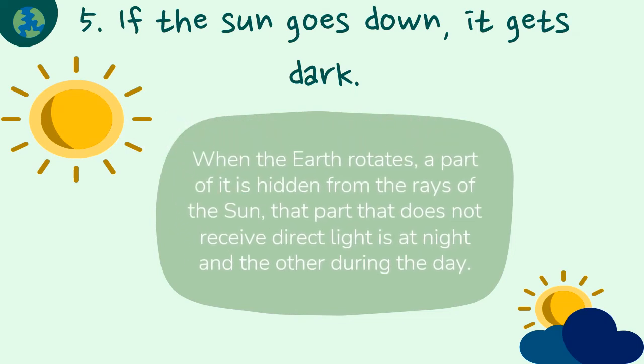If the sun goes down, it gets dark. This is because when the earth rotates, a part of it is hidden from the rays of the sun. That part that does not receive direct light is in night and the other in day. For this reason, as we turn and go from day to night, it seems that the sun is setting, although it is always there.